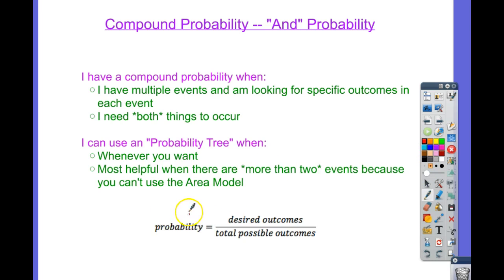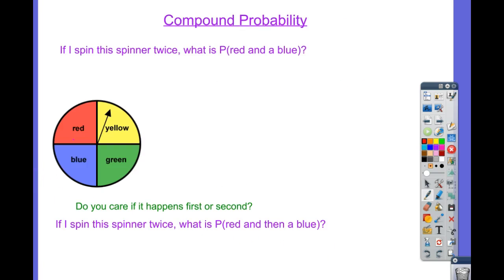It's the most helpful, though, when there are more than two events, because you can't use an area model for that. Remember that area models, I can only use them for two events. So if you have something that's compound probability and there's more than two events, I would use a probability tree. Remember again, probability is desired outcomes over total possible outcomes. Let's check it out. So again, you can use it whenever you want.